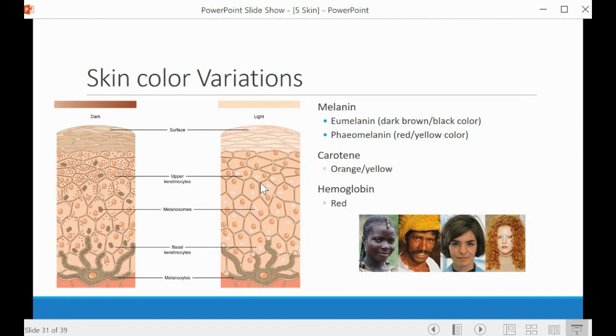Okay. We also have keratin, and keratin, we find that in carrots, right? And so it has an orange to yellow color. And then hemoglobin, which is found within our blood, is actually red. Okay. And so we have these melanocytes down here at the bottom, and they are producing melanin and melanosomes. And we get those particles moving up to the surface. So depending on the amount of melanin produced and the color of melanin produced, it's going to give us a different shade of color to the skin.